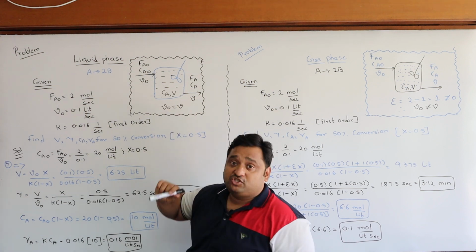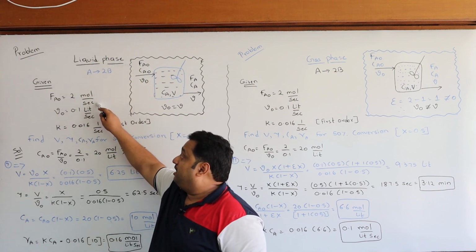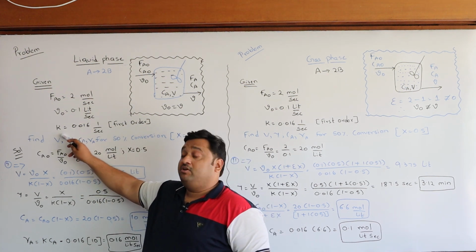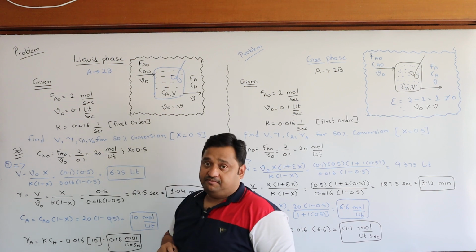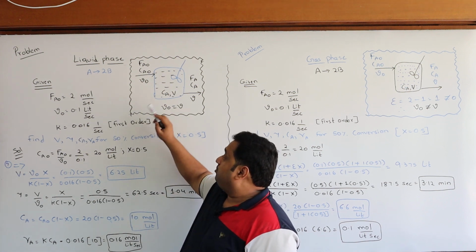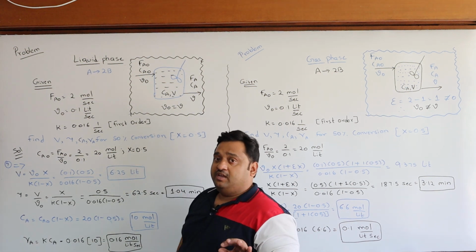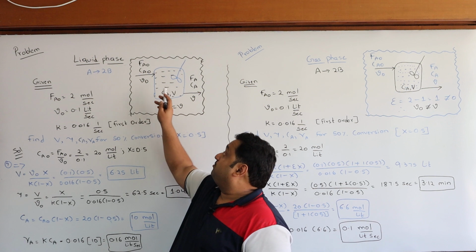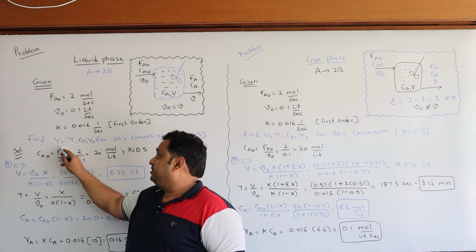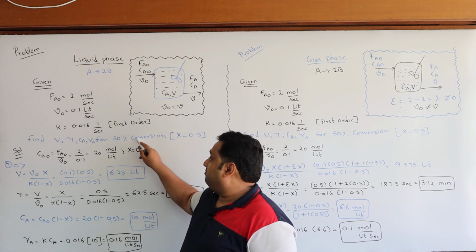If a liquid phase first order reaction is happening, given the molar flow rate is 2 moles per second, volumetric flow rate is 0.1 liter per second, and rate constant for the first order reaction is 0.016 per second. Given these parameters, I need to find out the volume of the reactor, space time, concentration, and rate for 50% conversion. That means for 50% conversion, what is the volume that is needed for the CSTR. I know Ca0 equals Fa0 by V0, 2 by 0.1, is 20 mole per liter. X given for the conversion is 0.5.